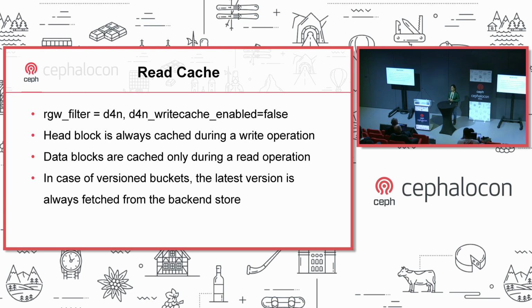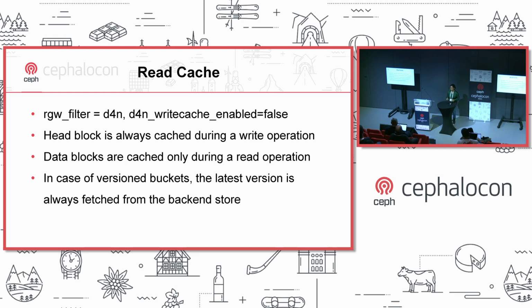In case of versioned buckets, it is slightly different here. We do not save the latest version in the directory, but in case of a GET request, we always fetch the latest version from the backend store, and then get the blocks from the cache and serve it to the end user.